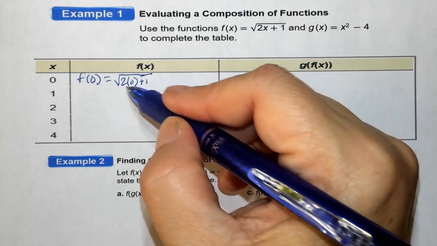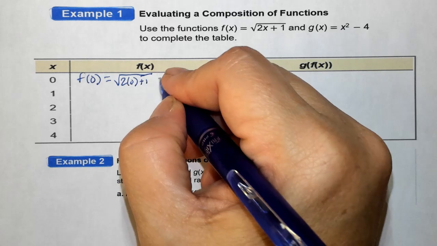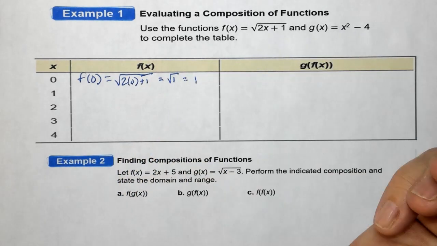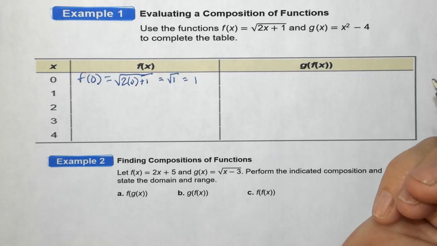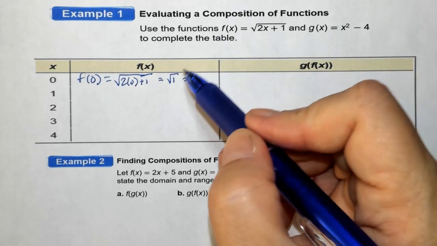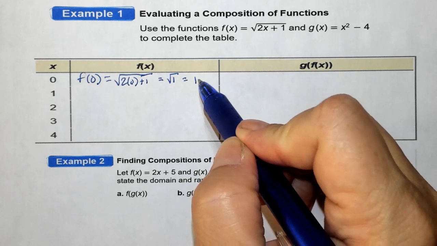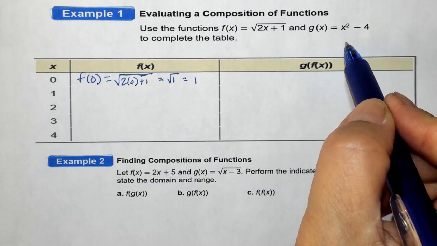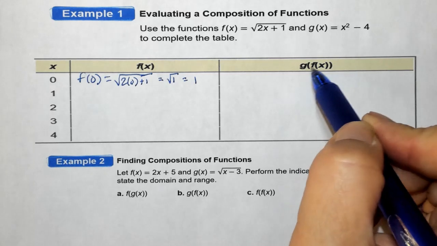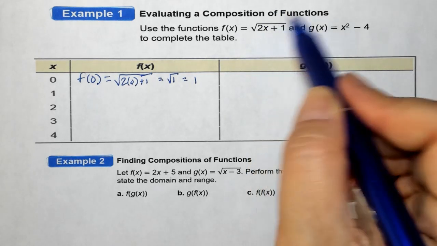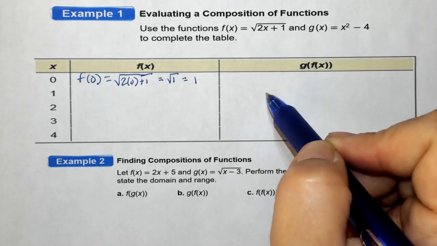All right, so 2 times 0 is 0, 0 plus 1 is 1. So we have the square root of 1. We can solve that. That equals 1. Here's the weird part that seems a little strange. We're not going to take 0. We're going to take this value that f of x equaled, and that's getting plugged into g of x. So that is what g of f of x means. Basically you're taking this and plugging it into that.